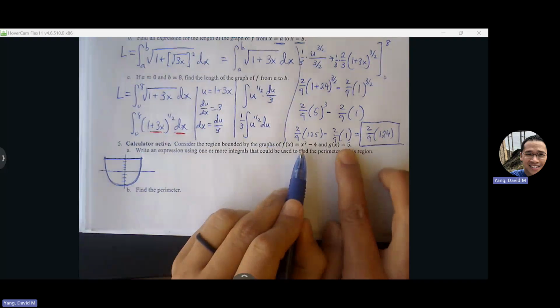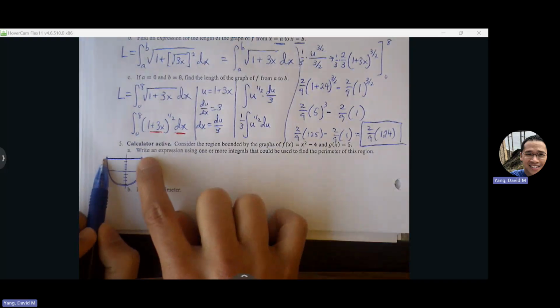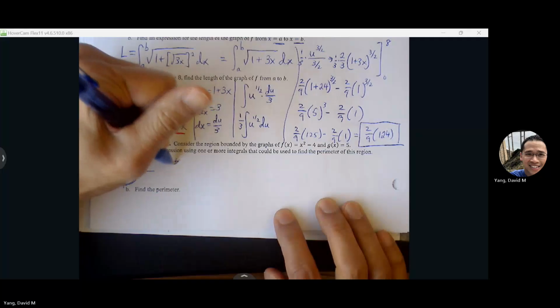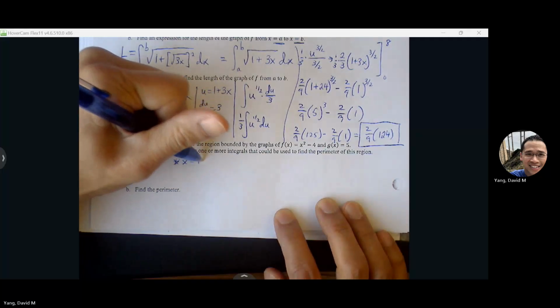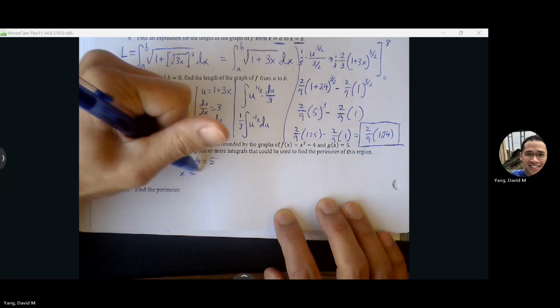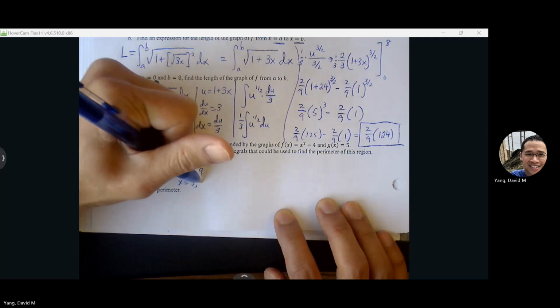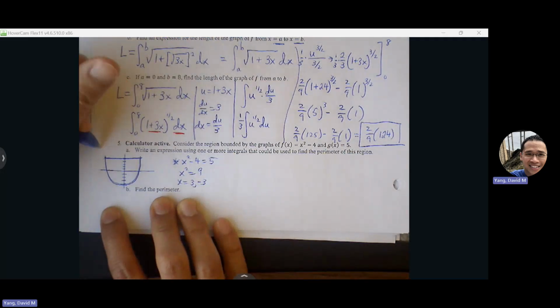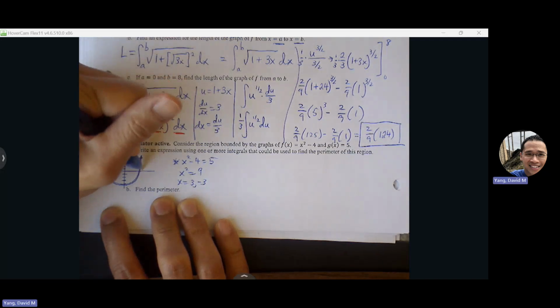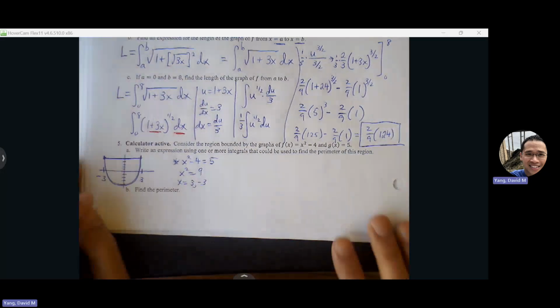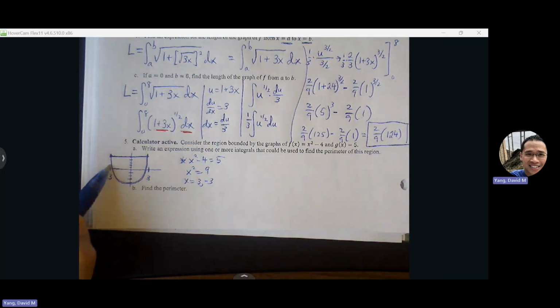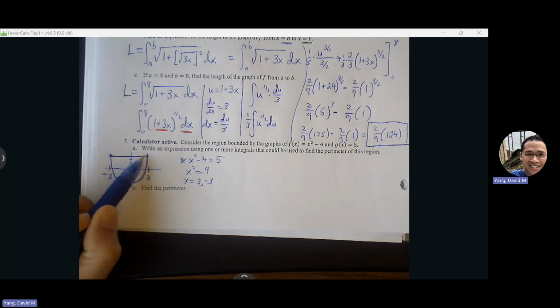Okay. If we can set these equal to each other, we can figure out where these endpoints are. So we know that this has an x value of -3 and 3. It says find the perimeter. This we can figure out, right? That's just a horizontal line. We don't need a distance formula or arc length formula to figure that distance out. What's the distance here? 6, yeah.